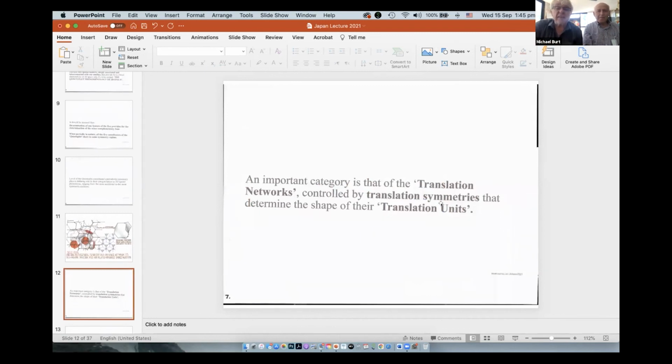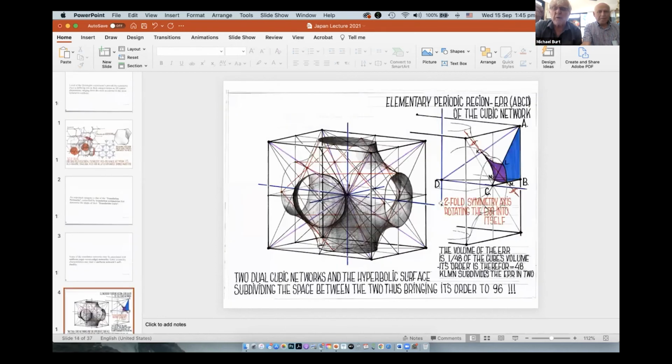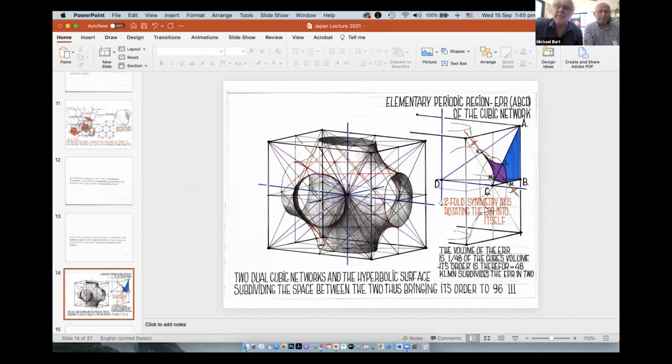An important category is that of the translation networks, controlled by translation symmetries that determine the shape of their translation units. Next. Some of the translation networks may be associated with uniform equivertex edge networks. Some symmetry characteristics may lead to uniform networks' self-duality. And now we will consider self-duality.